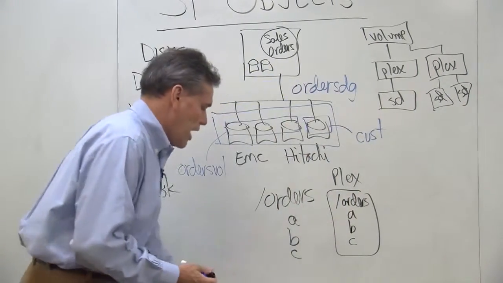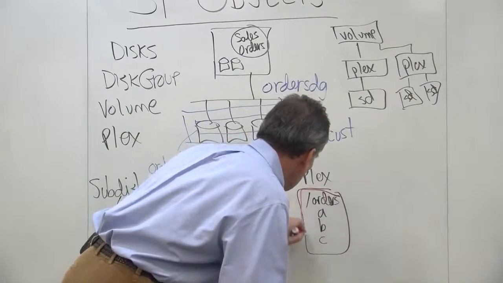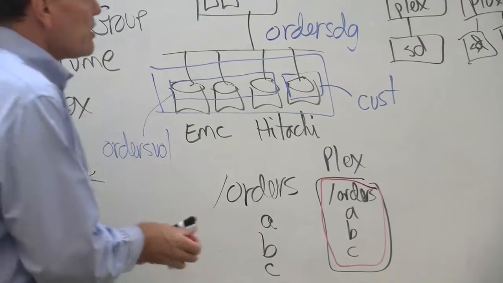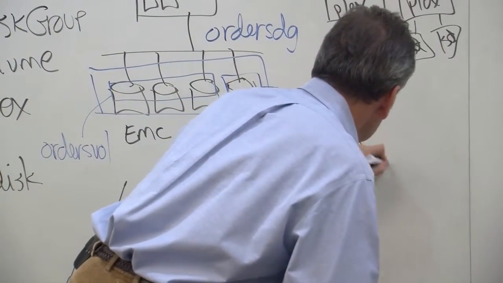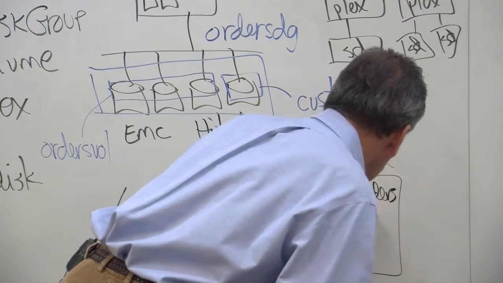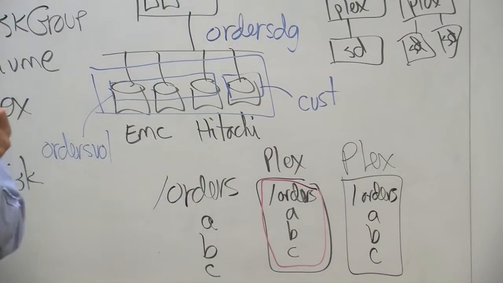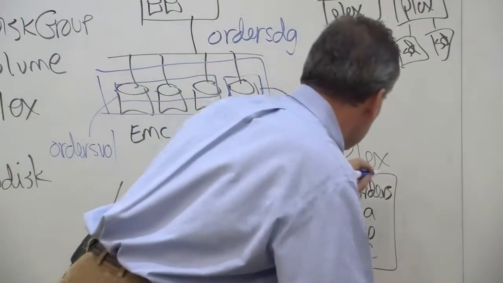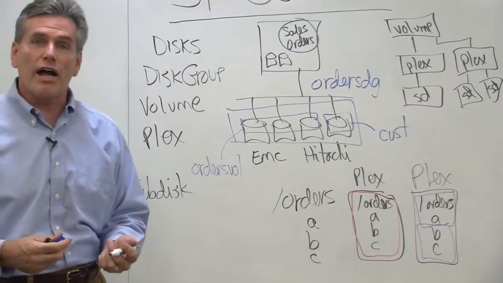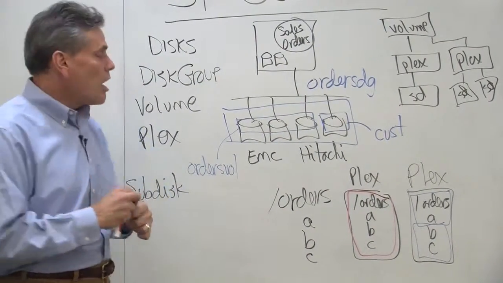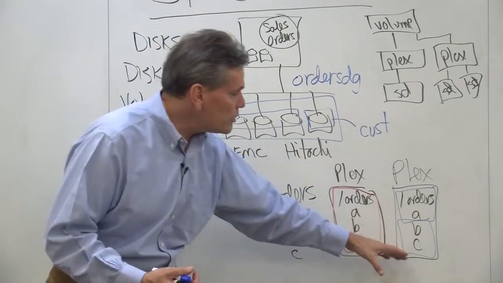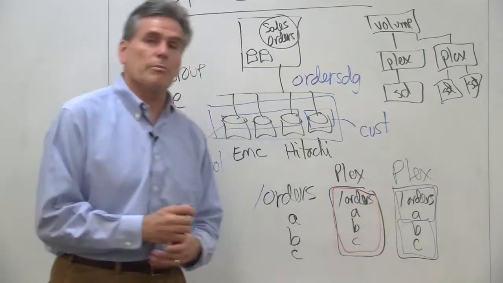So another way to look at that, in this example Plex, this entire thing would be a single subdisk, maybe on this first disk. That second Plex is made up of 2 subdisks. Right? The first one maybe has the A file, the second one has the B and C files. All in all, though, this entire Plex is a complete copy of the data, 1 subdisk. This Plex is a complete copy of the data, 2 subdisks.